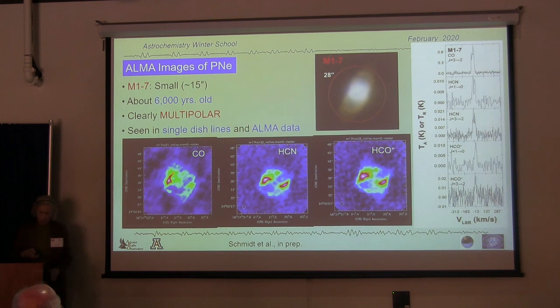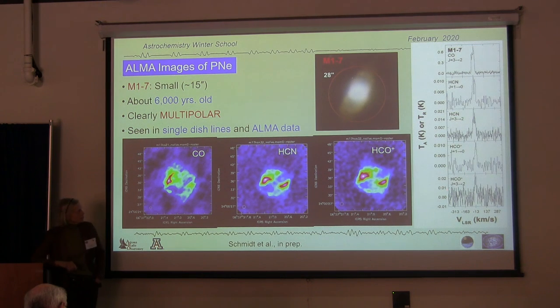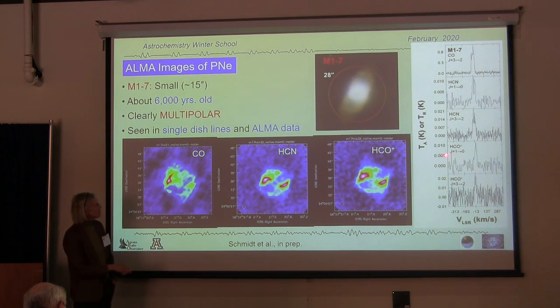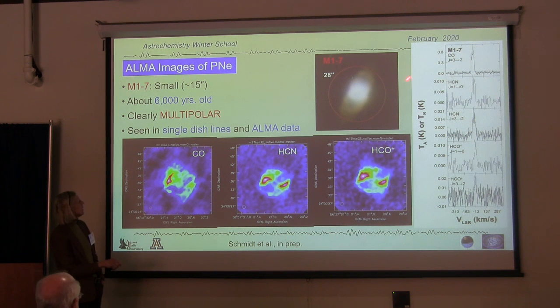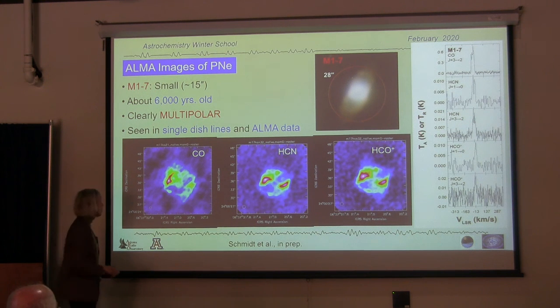We also now have some very nice ALMA images of planetary nebulae. John talked about ALMA, I'm sure other people did. This is work in preparation. This is just one example. This is one of the nebulae we studied via single dish. So you see HCO+ lines and HCN lines, and we actually imaged them in those 3 molecules with ALMA. And here's an optical picture of the source. The 28 arc seconds here shows the beam observed in HCO+ 3 to 2 and HCN 3 to 2 with our single dishes. And here are the ALMA images.